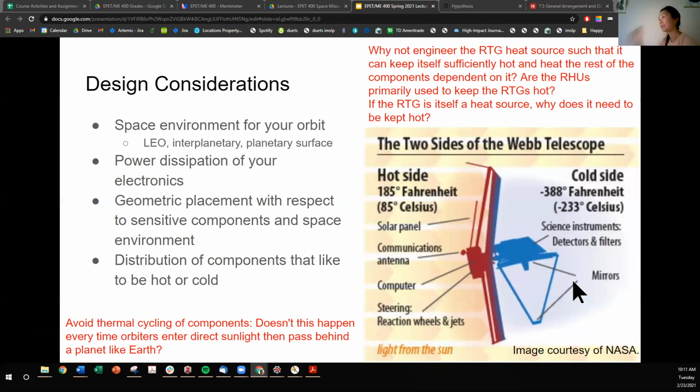Okay, and then there were questions. There were 2 people who caught that I said that you need to keep RTGs hot, and that is a mistake. You need to keep RTGs cool. So good on you for catching that error.